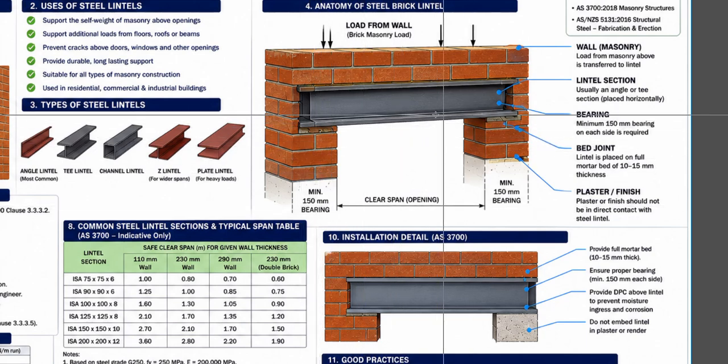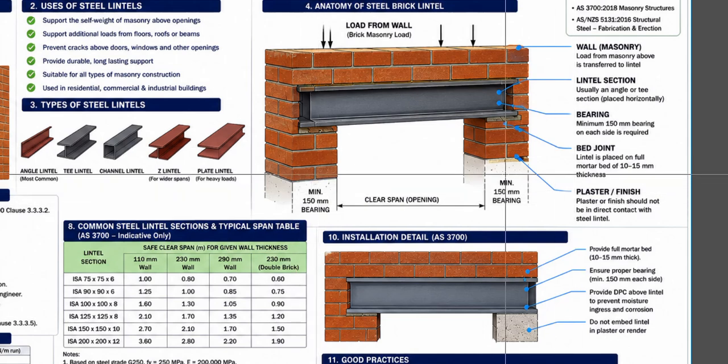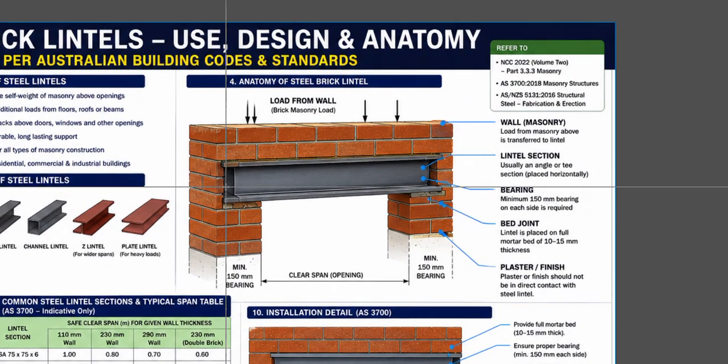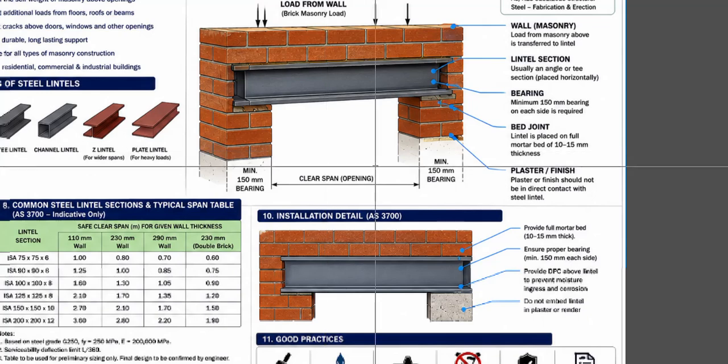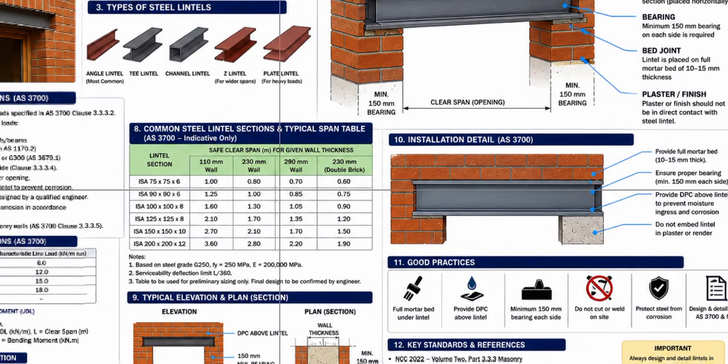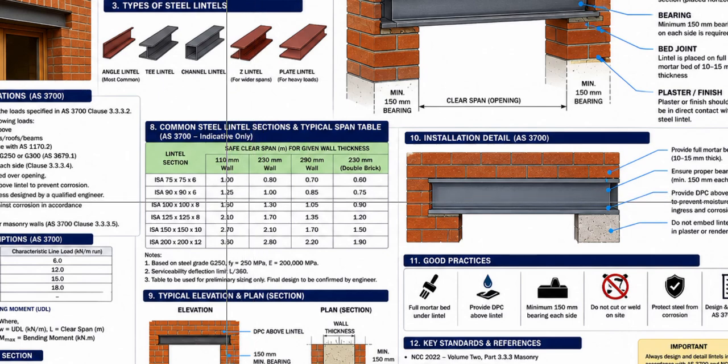So whenever you take the quantity of the length of the window or any door opening which is present on the brick, you have to take the bearing also. That should be mentioned in your engineering, but just for your knowledge. These are the codes which are referred to for structural fabrication and erection. These are some installation details, and if you want this sheet, do let me know.